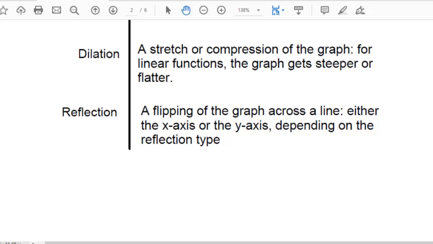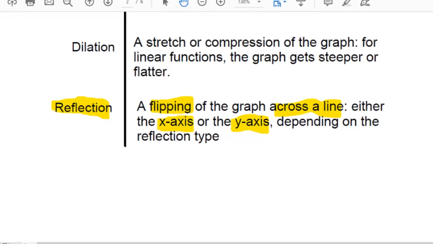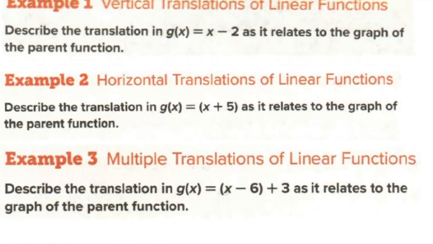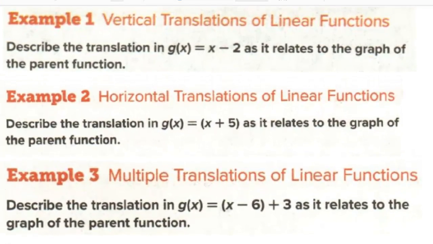And the last part here is a reflection, and that's simply a flipping of the graph across a line, and that line will either be the x-axis or the y-axis depending on the reflection type. And what I mean by that is either vertical or horizontal. Okay, so here are the first three examples. One vertical translation, one horizontal, and then a multiple of both horizontal and vertical at the same time. I'm going to show you real quickly on here what it looks like, and then I'm going to go over to Desmos to show you exactly what the translation or transformation would look like.